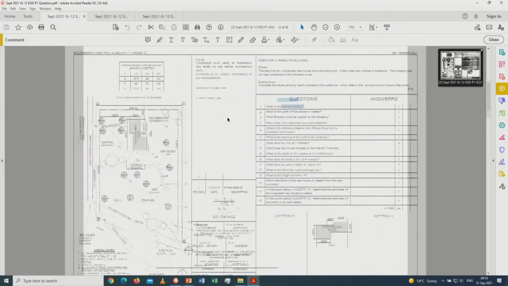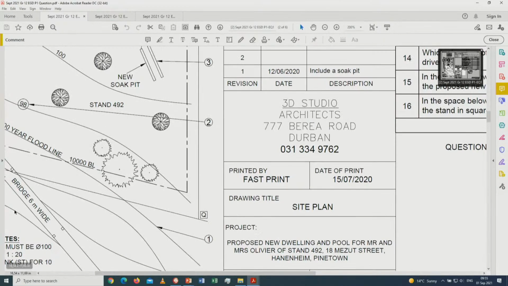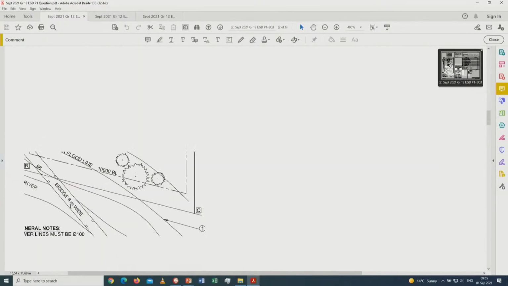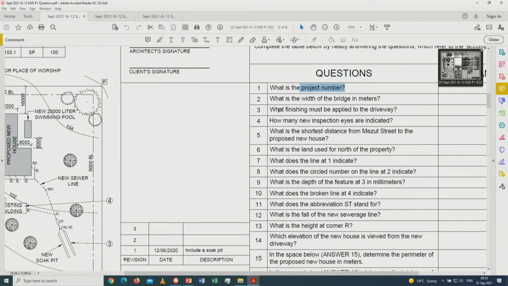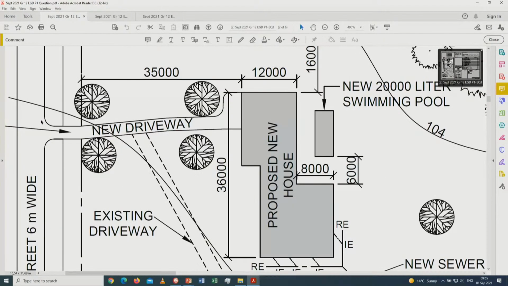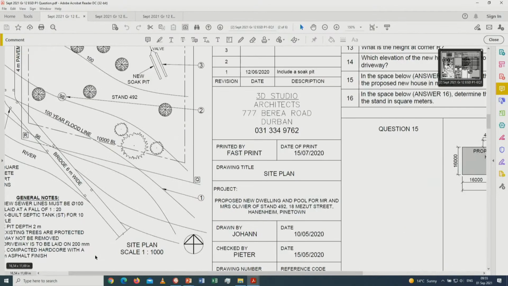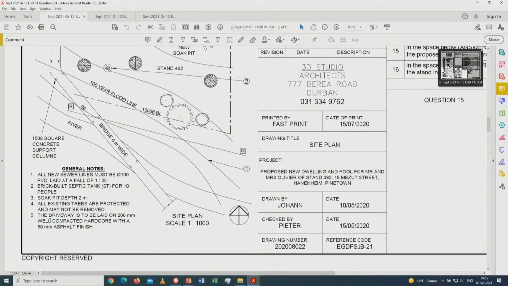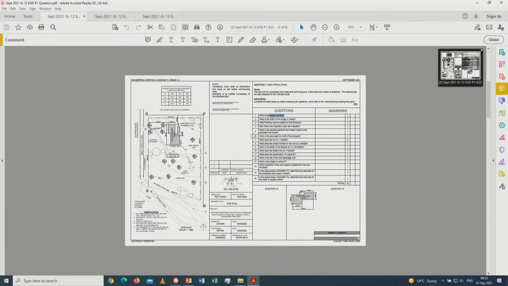All right, then the width of the breach in meters. If you go to the breach here on the bottom, it points out to you 6 meters wide. So that's your answer for that part over here. What finishing must be applied to the driveway? Now, what the learners do, they will go to the new driveway, but they don't see any finishings. All right, so they have to focus here on the bottom over here, on this page. It points out driveway is to be loaded with 200 millimeter well-compacted hardcore with 50 millimeter asphalt finishing. All right, so it's all about the hardcore and the asphalt that are involved in answering that question.